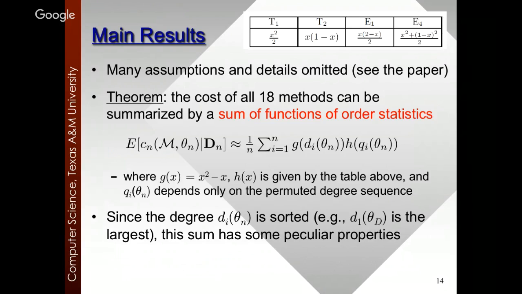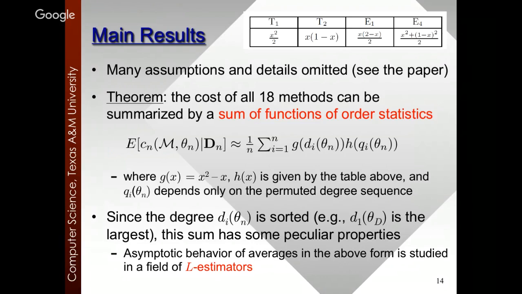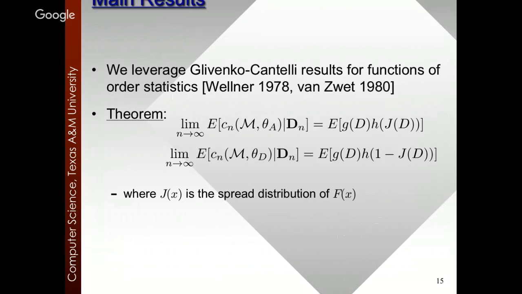Now, since the degree sequence is sorted, either ascendingly or descendingly in these permutations, it's not randomly scattered around the range from 1 to n, and that sum, which is the cost function, has some peculiar properties. But fortunately, this property is already studied by a field called L-estimators, and we're going to directly use the results to obtain the closed form for our model.